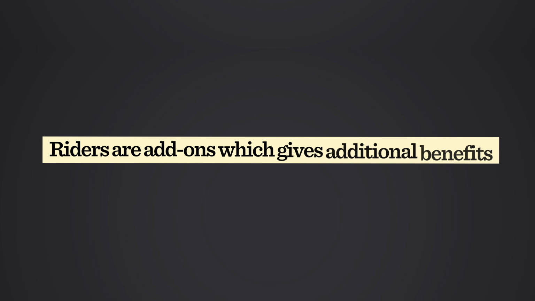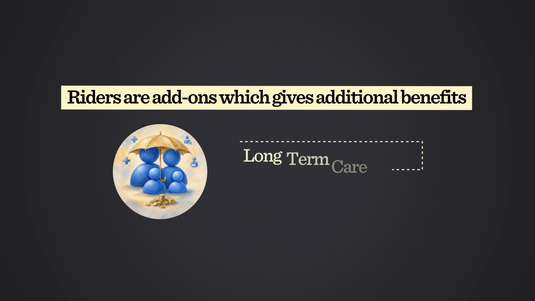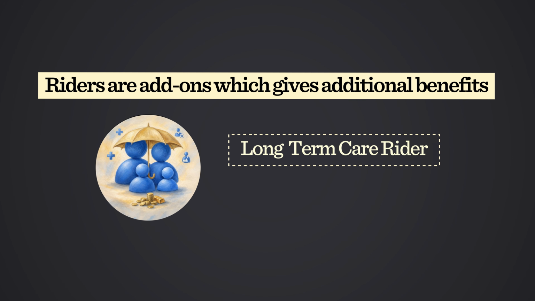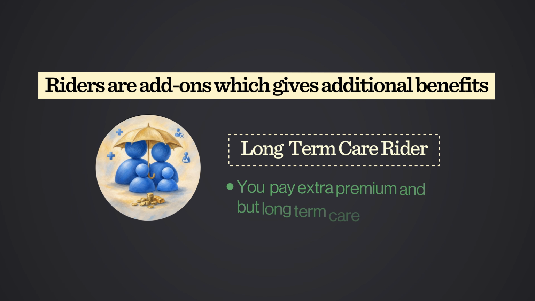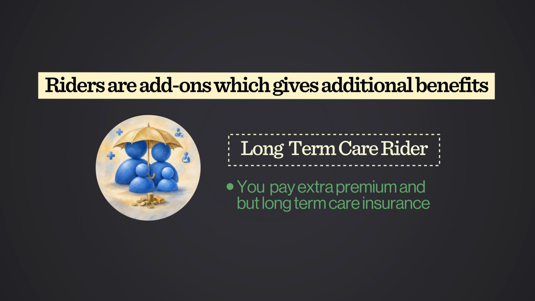Now, with a life insurance policy, you have a few pieces that are always included, but you can also add what are called riders. Riders are add-ons that give you additional benefit. One example of a rider is what's called a long-term care rider. You pay an extra premium for this, but in return, you get long-term care insurance, which means if you have to go into a nursing home or need home health care, the policy can help pay for those costs.